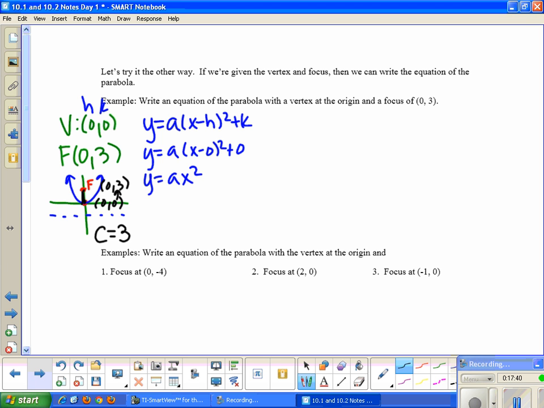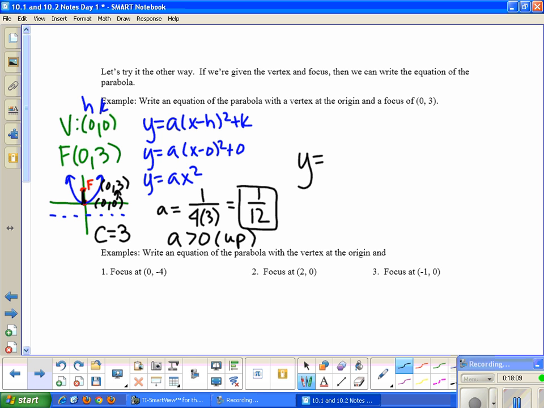So if my c value is equal to 3, well then I can use the fact that the absolute value of a is equal to 1 over 4 times the absolute value of c, which is 3. So the absolute value of 3 is just 3. So that would mean my a value would be 1 over 12. But be very careful, because I know that a has to be greater than 0 because the graph opens upwards, so I'm going to leave this as a positive value. If my graph was opening downwards, I would have to change the a to be negative on my own. So y equals 1/12 x squared would be my equation.